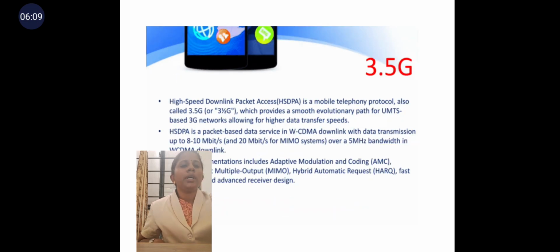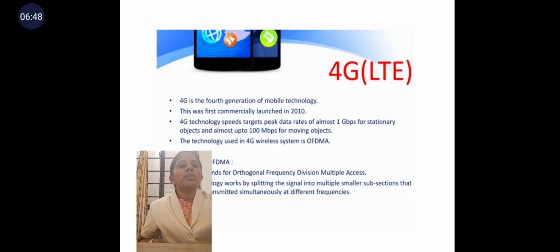So the next one is 3.5G. It's the third and a half generation. It provides a smooth evolution for UMTS based 3G networks. The standard involved here is Universal Mobile Telecommunication Services. One of the services involved in 3.5G is HSDPA, that is high speed downlink packet access. The data rate here is up to 8 to 10 megabits per second, and the implementations include adaptive modulation and coding, multiple input multiple output, hybrid automatic repeat request, and fast delivery. So these are some of the implementations involved.